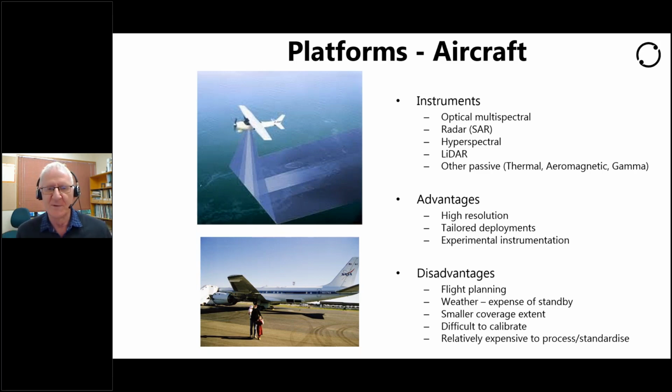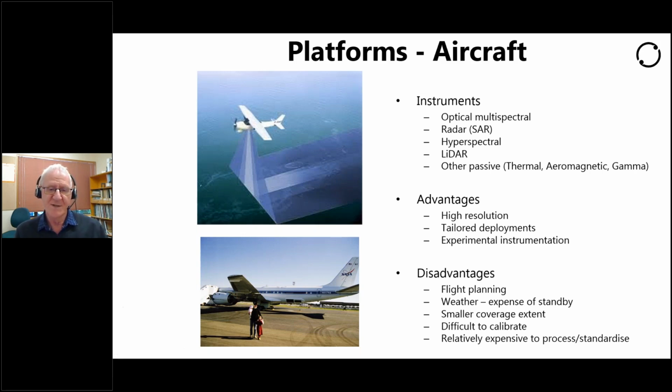specialized types of instrumentation. The advantages are higher resolution than you might get from satellites. You're flying closer to the ground, and you can tailor your deployment. So actually plan your flight lines, take it when you need it, at the times you need it. And you can also fly experimental instrumentation, it's a lot cheaper to put it on an aircraft than actually design and launch a satellite. And this is the case with this DC-8. It was carrying experimental radar instrumentation.